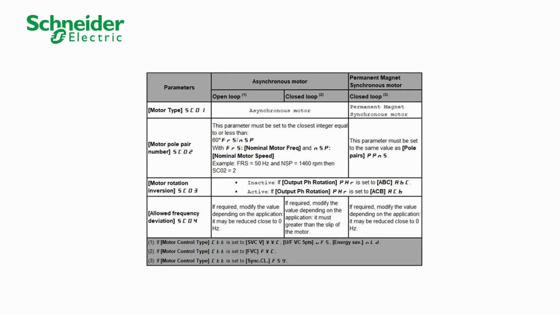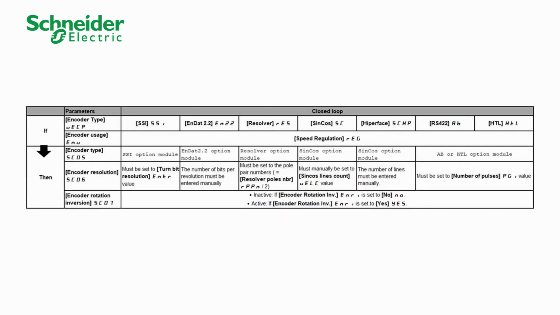This table shows the required safety configuration depending on the type of motor and the motor control law. Our example is identified by the red rectangle. It gives the required value of the safety parameter to be consistent with the drive configuration. This second table shows the required safety configuration depending on the type of encoder module.